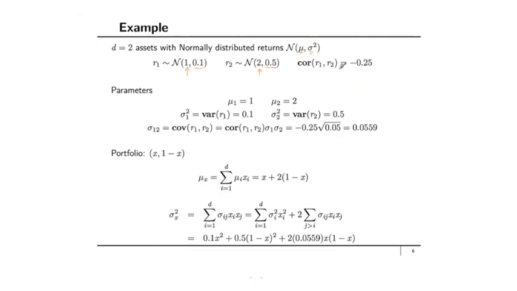So if you translate this statement into those parameters, mu 1 is 1, mu 2 is 2, sigma 1 squared is 0.1, sigma 2 squared is 0.5, and sigma 1,2, which is the covariance between R1 and R2, is going to be the correlation, whose number is right here, times sigma 1 sigma 2. You plug in the numbers, you'll end up getting 0.0559.